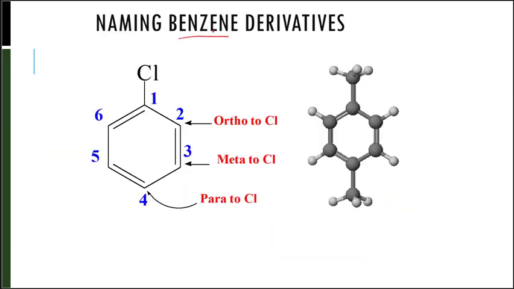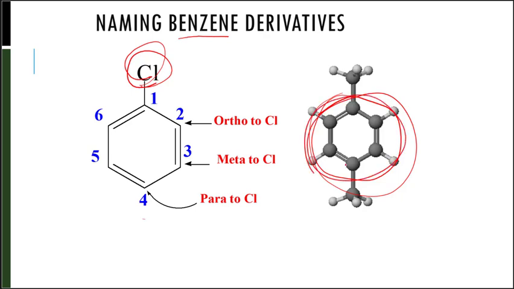Let's look at how we can name benzenes with different things attached to it. So in this case, here's my benzene ring, and I've got, let's say, a chlorine coming off the top. That would just simply be 1-chlorobenzene. What about this guy where I have my benzene and I have a methyl group on top and I have a methyl group coming out of the bottom?